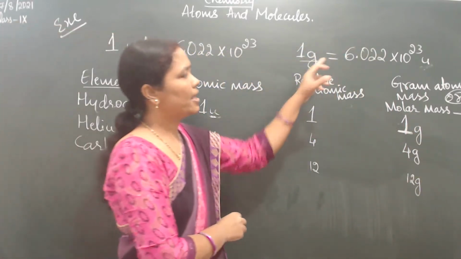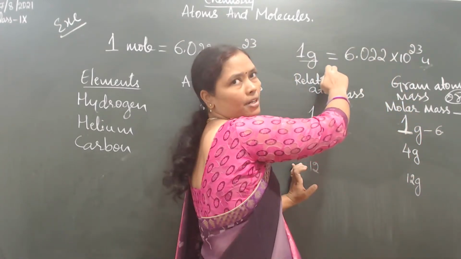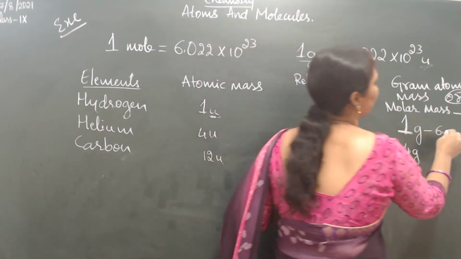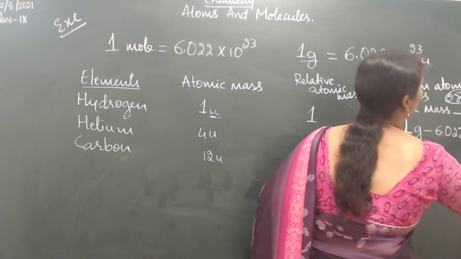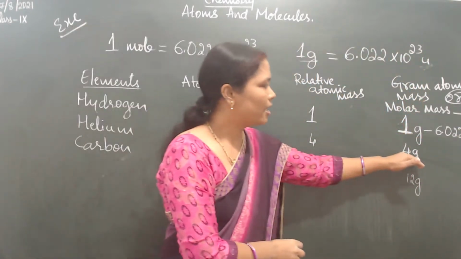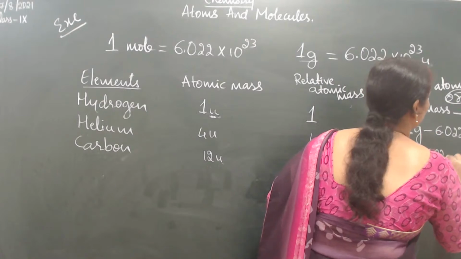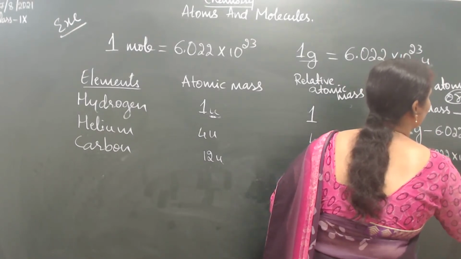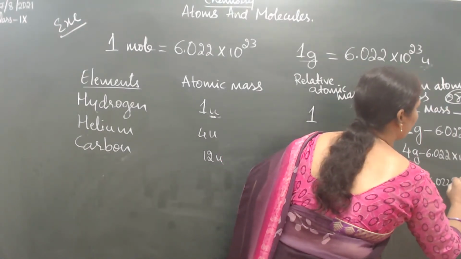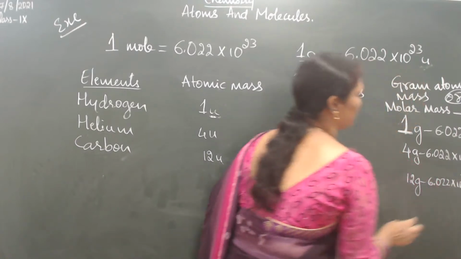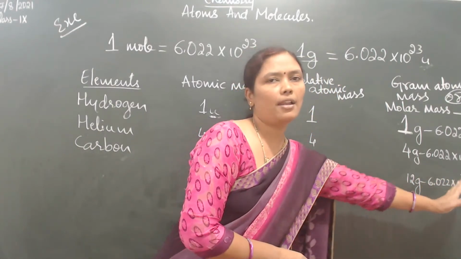So in 1 gram, what is the number of particles present here? 6.022 into 10 to the power 23 U. In the 4 gram, the same number is present, 6.022 into 10 to the power 23 U. Like this, the gram and the unified mass are related.